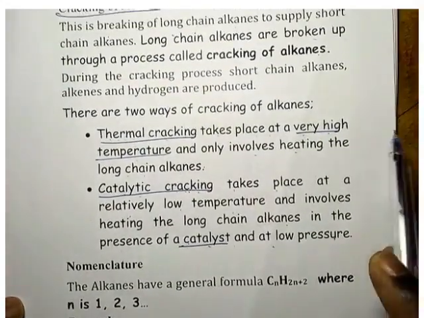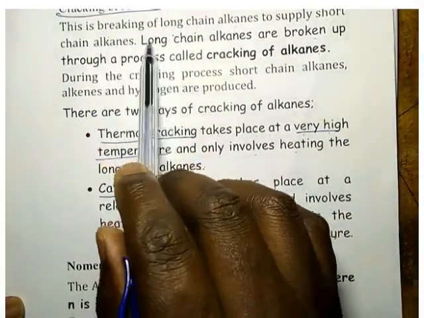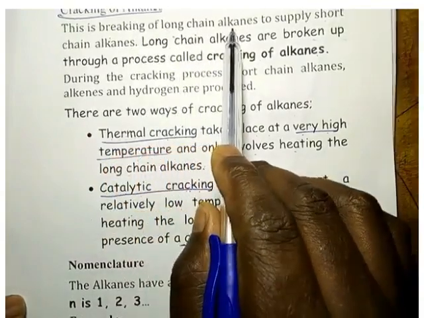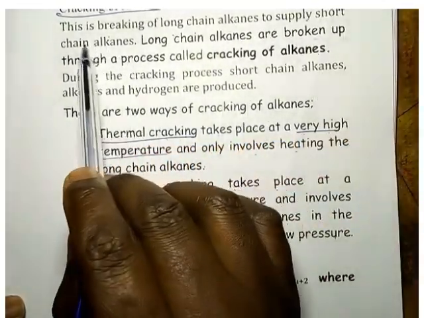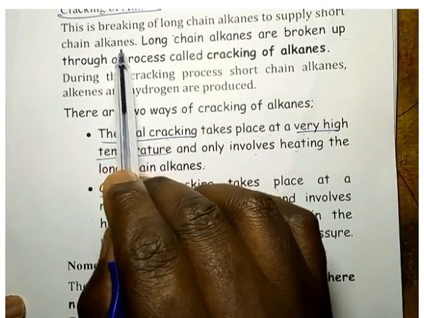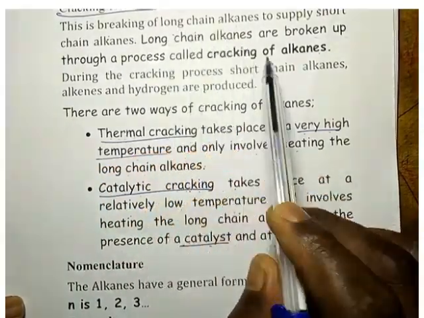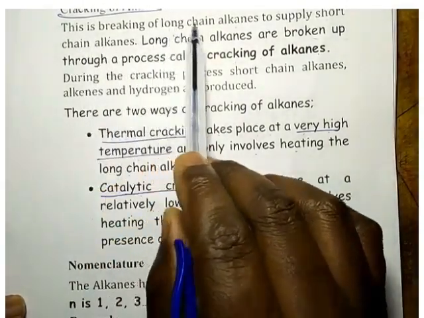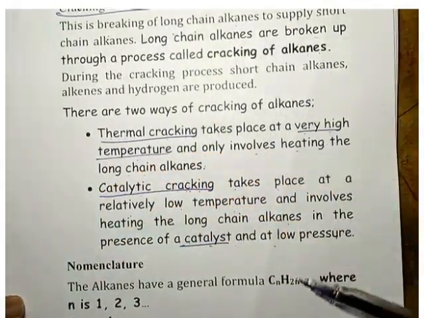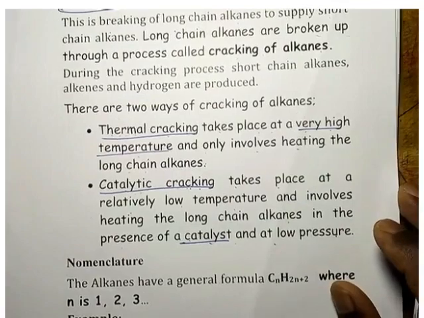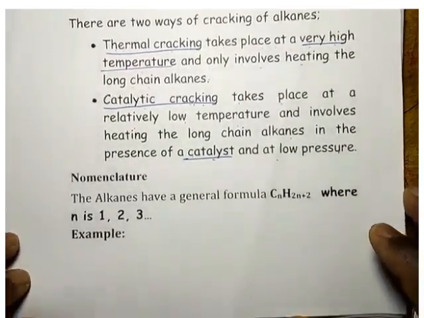You should also know the reason why we do cracking: to break the long chain alkanes to supply short chain alkanes, which have so many uses, unlike the long chain alkanes. The short chain alkanes have more uses, and they are more in demand than those that are long.